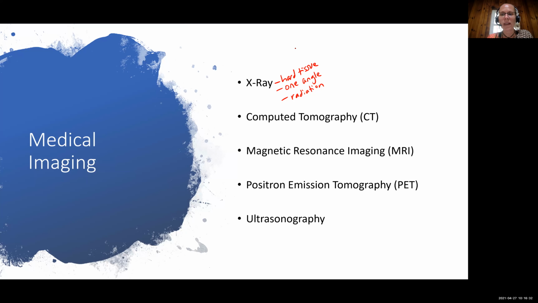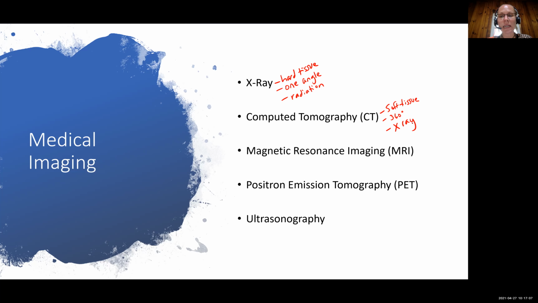Moving down the line, we have the CT scan, or what is actually computed tomography. In this case, we're able to see soft tissue, so this is an advantage over the X-ray. We're able to get more of a 360-degree view of the body, so that's an advantage over X-ray. But it actually uses X-ray technology, so you're still dealing with the possible radiation effects.